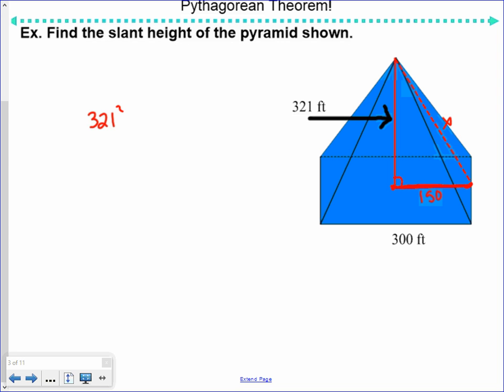This number right here is half of the side length. It's still inside the pyramid. It's just we're trying to look at it two-dimensionally. And then we could find our slant height. That would be your x.